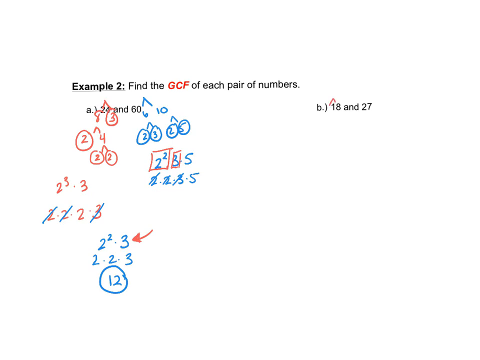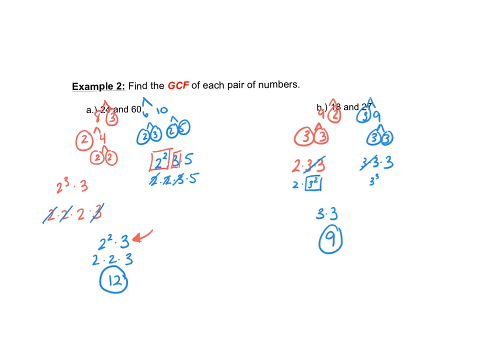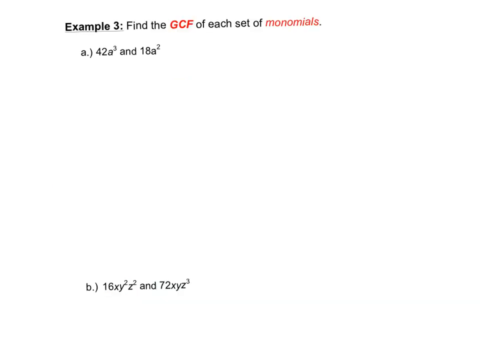So if I break down 18, 18 is 9 and 2, and 9 is 3 and 3. So it's 2 times 3 times 3, or 2 times 3 squared. And 27 is 3 times 9, 3 times 3, and so that one is 3 times 3 times 3, or 3 cubed. But we keep the smaller of the two. So this one would have been 3 squared, and that one would have been 3 to the third. And so I would keep the 3 squared is what they had in common. 3 times 3 is 9. That is the GCF. For monomials, it's the same thing.